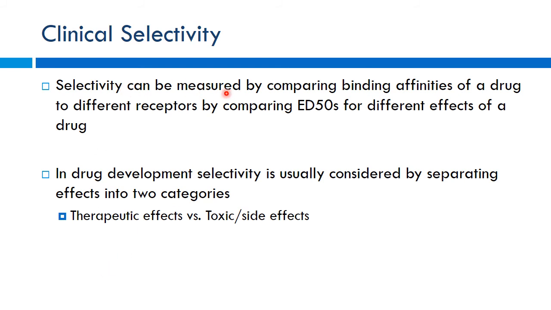So we can look at selectivity. We can measure that by comparing things like ED50s together to look at the different effects of a drug to see which one is more potent at causing a specific effect, the one that we're interested in. And basically in drug development, selectivity is always going to be considered. You can split those effects up between therapeutic effects and the toxic or side effects we'll deal with.